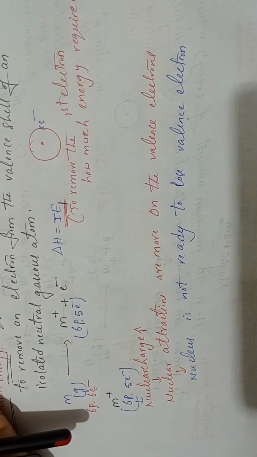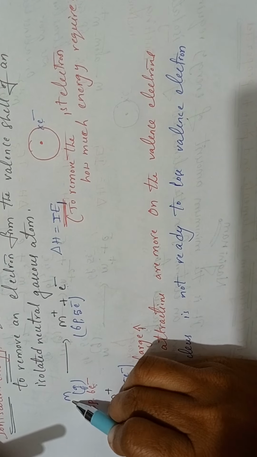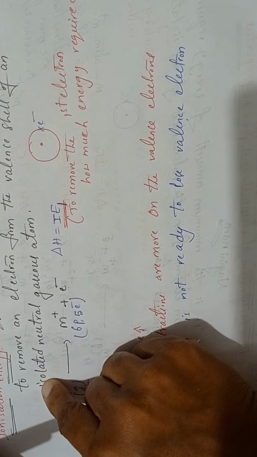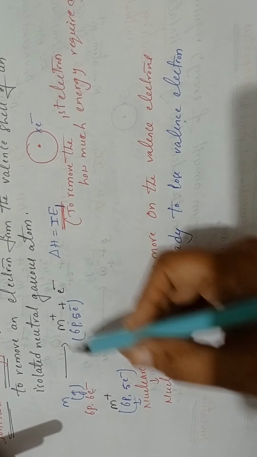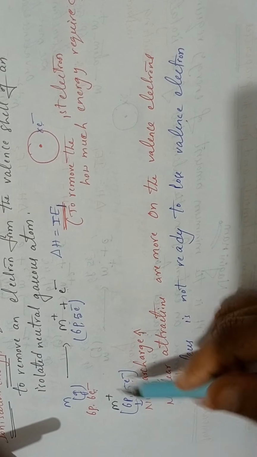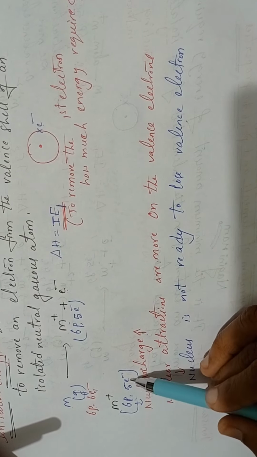That means to remove the second electron, already one electron is removed from the atom. Now the second electron we are removing from the metal atom. So already this metal atom becomes M plus. That means here from 5 electrons, now we are removing the second electron.